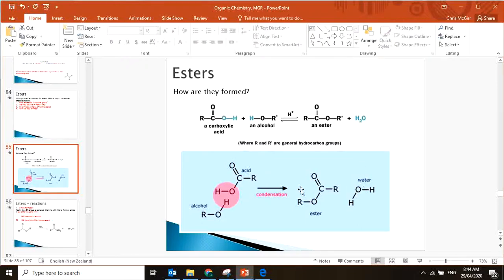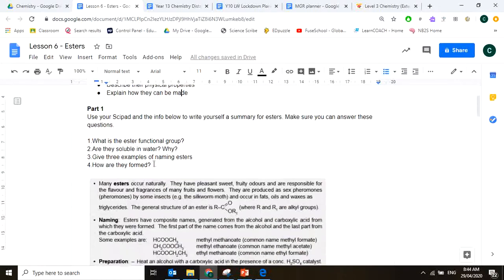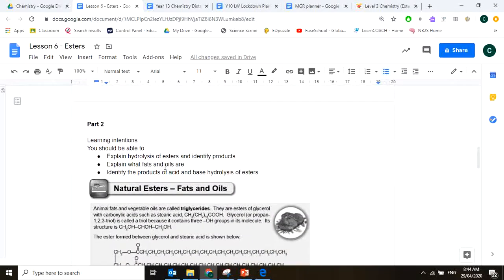Now, of course, we covered a little bit of ester formation in the carboxylic acids topic. I want to move on to the next part of the lesson. The reason I've split it into part one and part two is that part one is just the basics of esters. Part two is slightly more in depth, and it's actually the main part where exam questions are. So we're going to look at hydrolysis of esters. It was really important for me to show you how esters are formed because hydrolysis of esters is essentially the reverse of that.